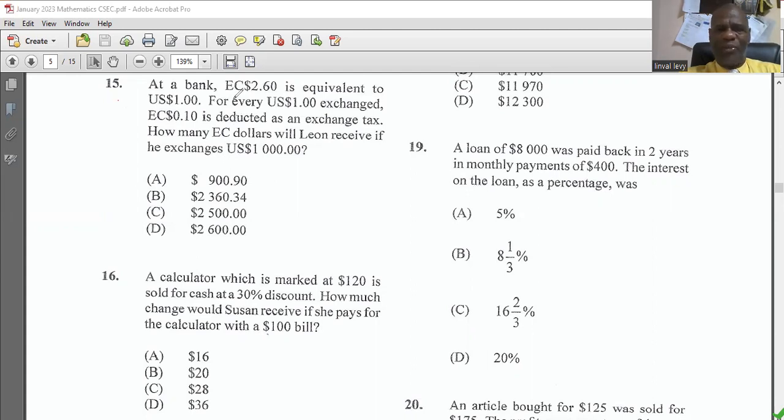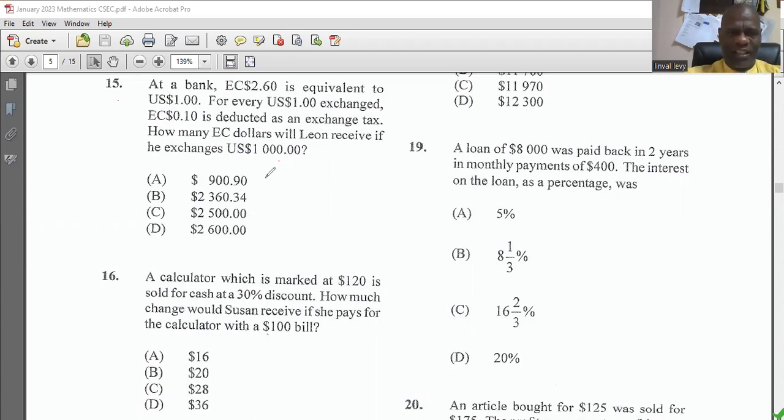Right, so the first thing we have to do is exchange or convert his US dollars to EC dollars. And we are told that one US dollar is $2.60 EC. So we are multiplying $2.60 by 1,000, and that will give us 2,600, right? So that's 2,600.